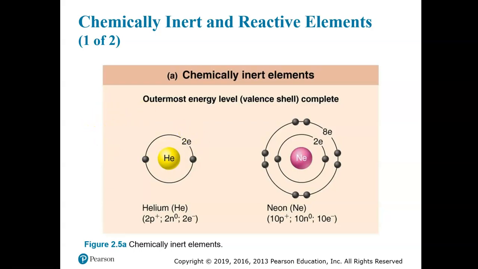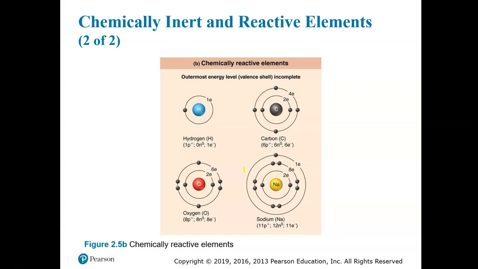This is showing you 2 atoms that are already stable. Helium has 2, and its valence shell is the first shell, so it only needs 2 to be stable. But any atom, which is almost all the other types of atoms, their valence shell is going to be the second shell or higher, and it needs 8 to be stable. And you can see neon here has got 8 valence electrons, and it is stable. So neither one of these 2 will form chemical bonds, and we call them noble gases.